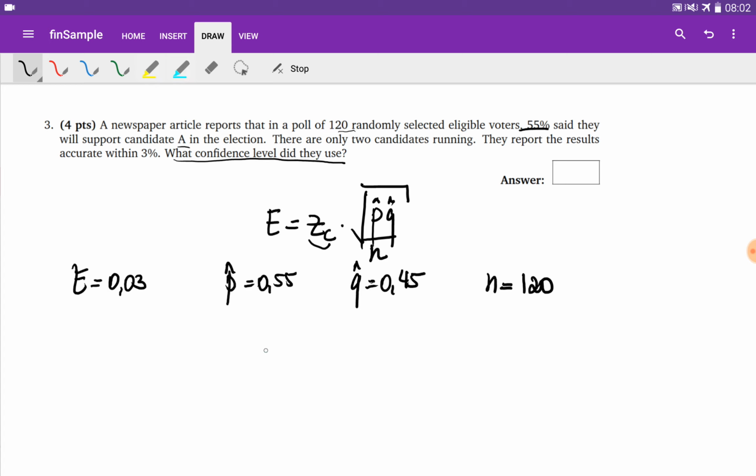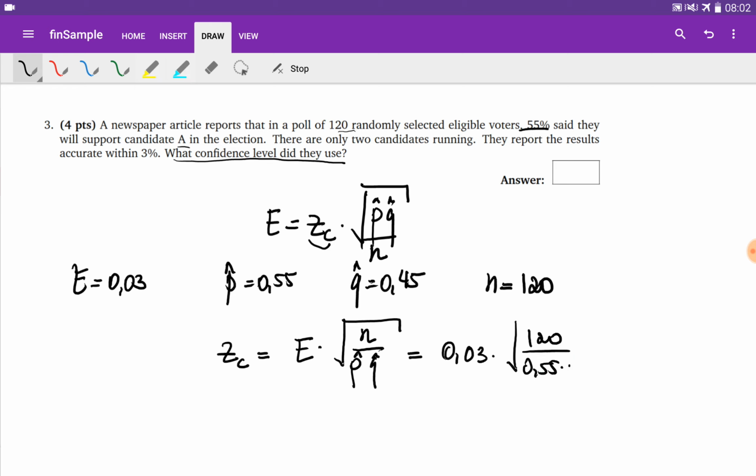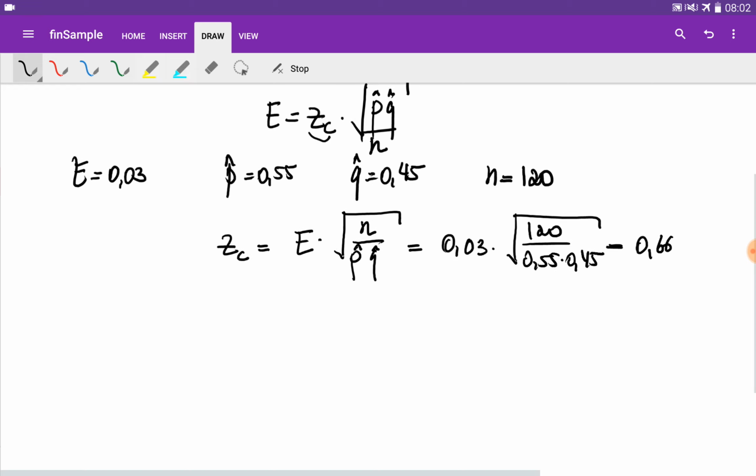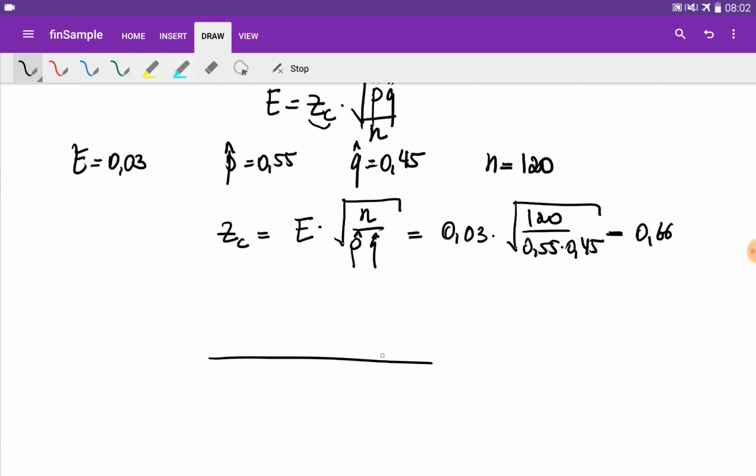So if you find the Z from here, the Z critical point is going to be E multiplied by the square root of n divided by the square root of p hat, q hat. So if I put all the numbers here, it's going to be 0.03 multiplied by the square root of 120 divided by the square root of 0.55 multiplied by 0.45. It is going to be 0.66. So this is the critical point, and we need to find the level of confidence.